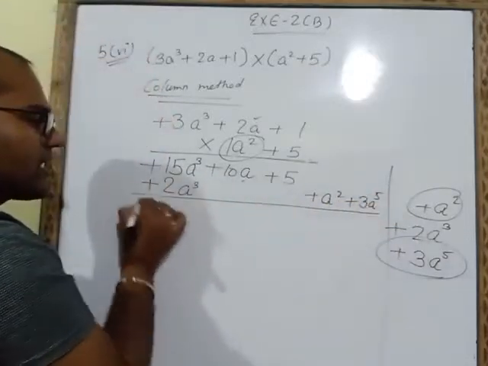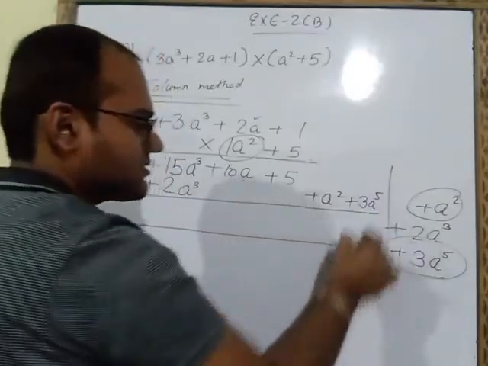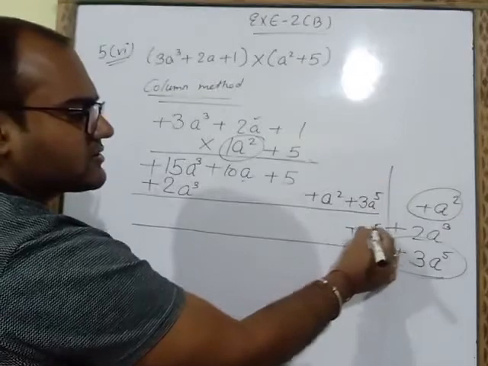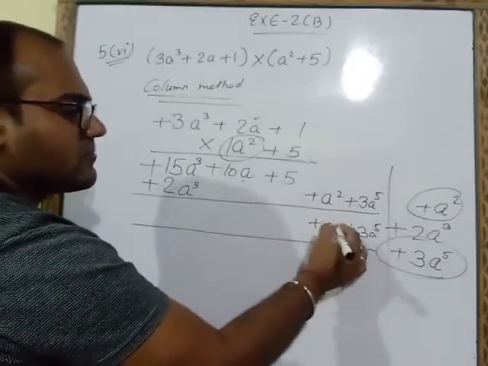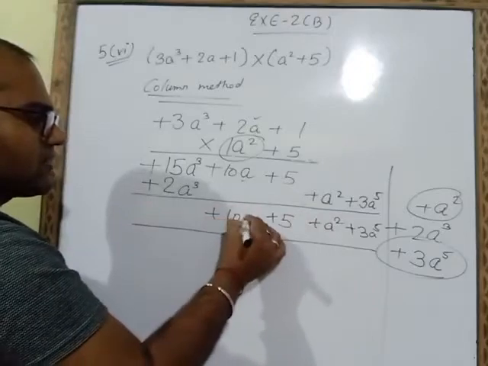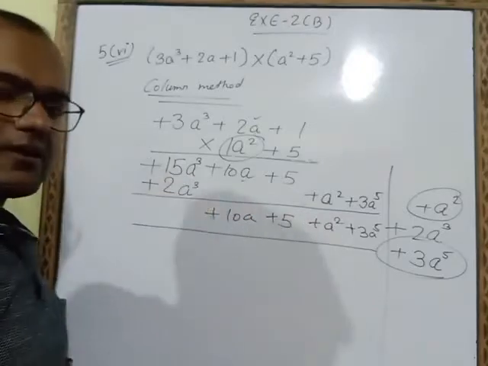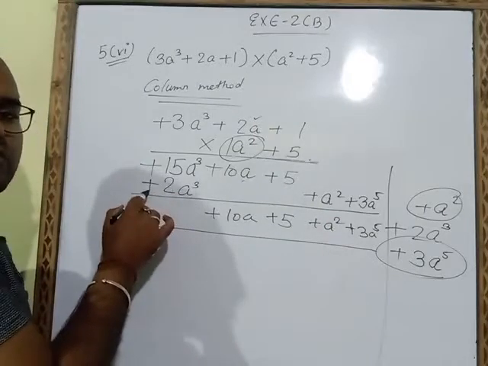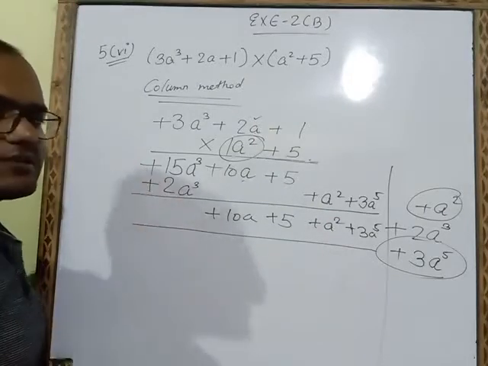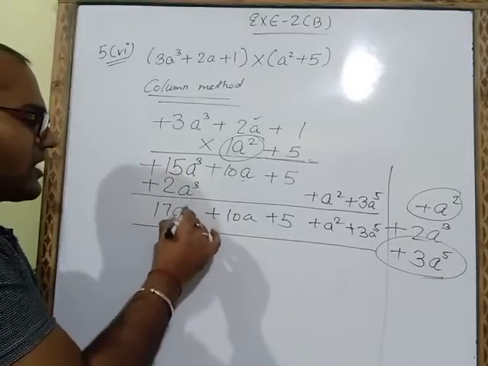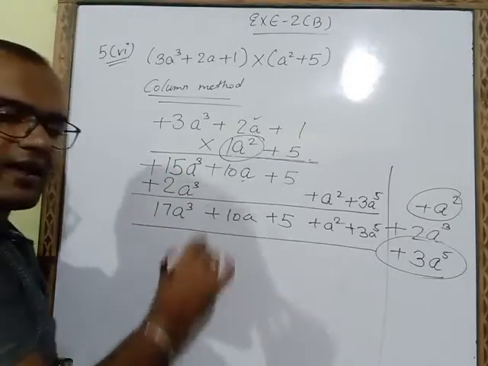Now we will draw one line and we have to add these terms. This is a single term, so we will write it as it is. This is also a single term. This is also a single term. This is also a single term. But here we are getting a double term. So what do we have to do? This is of plus sign. This number is also of plus sign. So plus and plus means plus. So we have to add it. 15 plus 2 will be 17a cube. So this is your final answer.